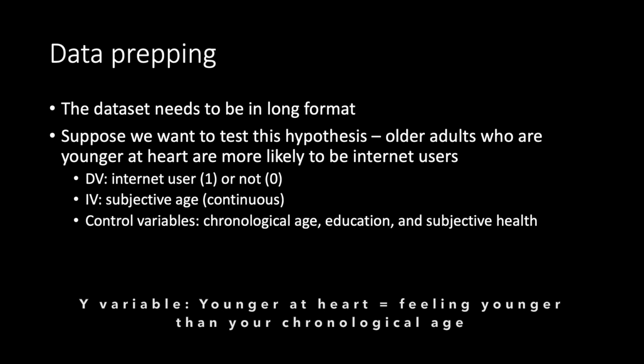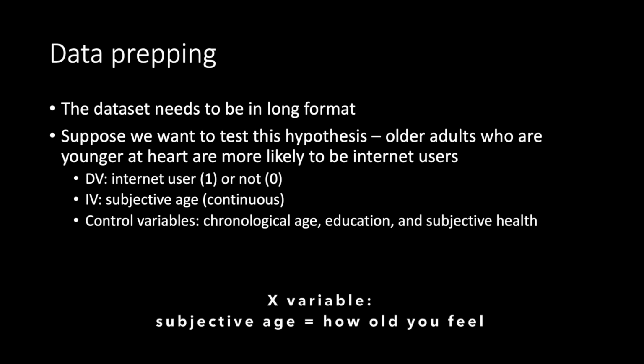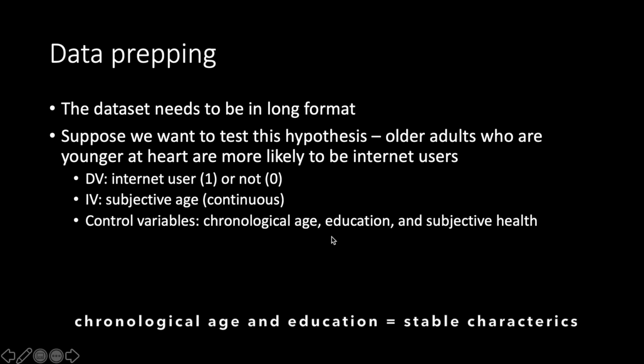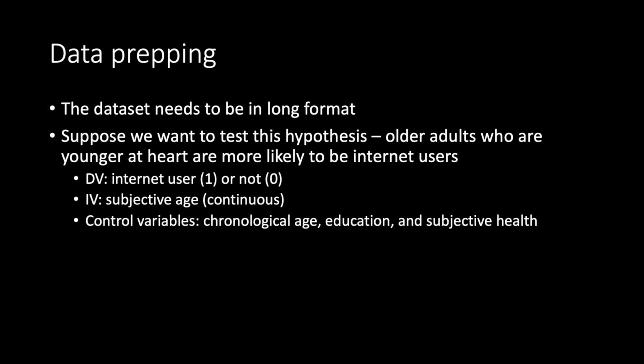Our dependent variable is whether you are an internet user or not, and that is being coded as 0 and 1. The IV is subjective age, which is continuous. We have 3 control variables. They're chronological age, education, and subjective health. These 2 variables are stable characteristics, and like we discussed before, stable characteristics are automatically controlled and conditioned out of the regression. We cannot estimate a coefficient parameter for them, so we're just going to ignore them.